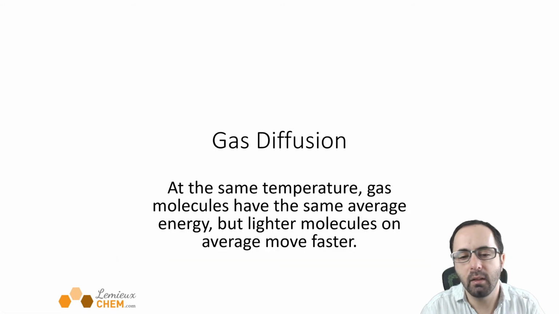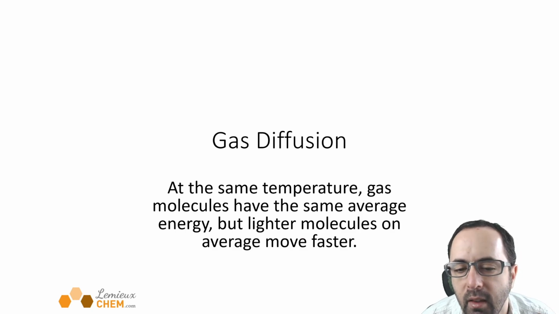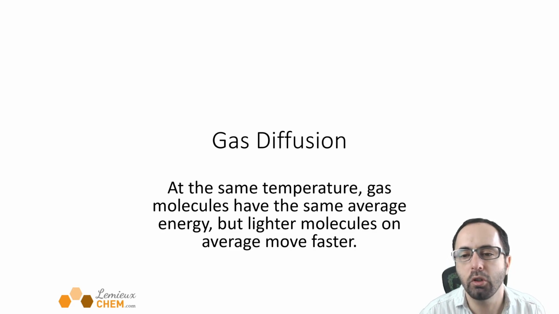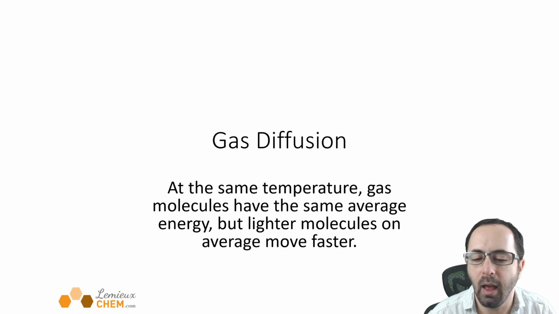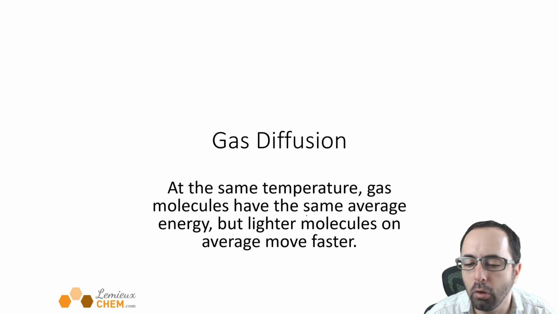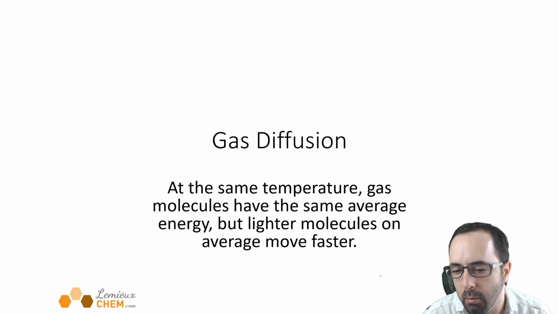One last idea that we'll talk about here very briefly is the idea of gas diffusion. This is the speed at which gas molecules can move from one place to another. So we've been using the temperature in Kelvin as a proxy for molecular speed. To be more exact, the temperature is actually a measure proportional to the kinetic energy of the molecules.